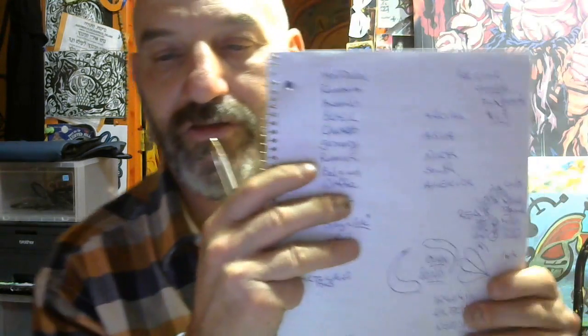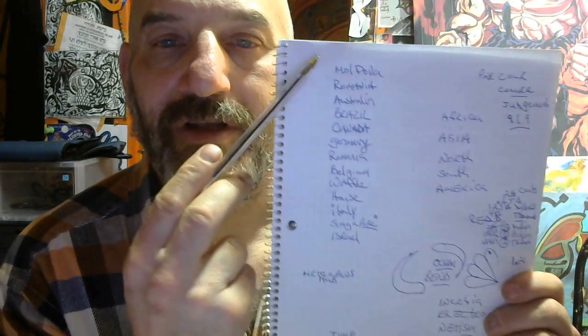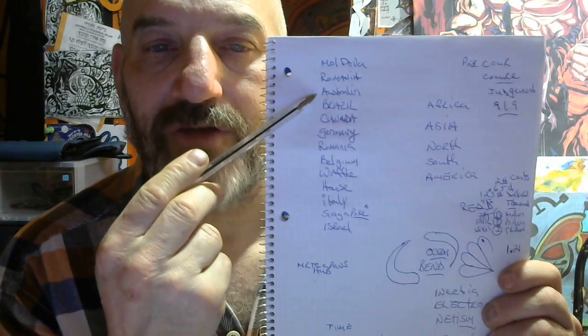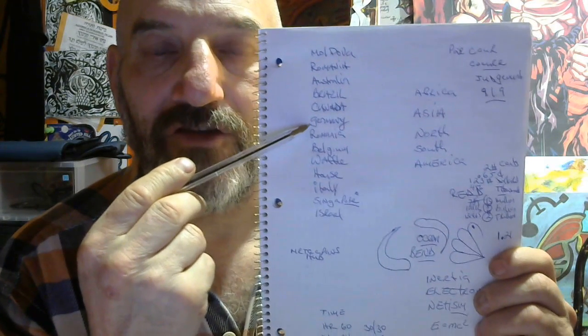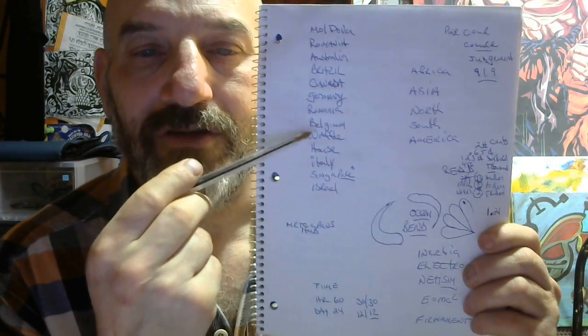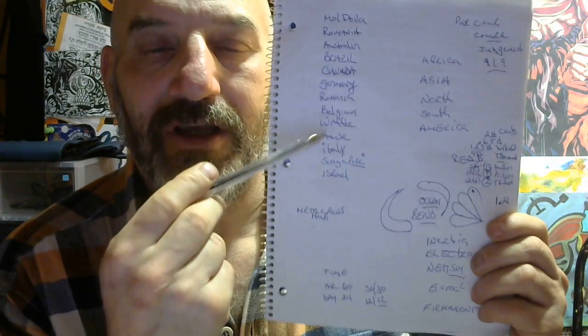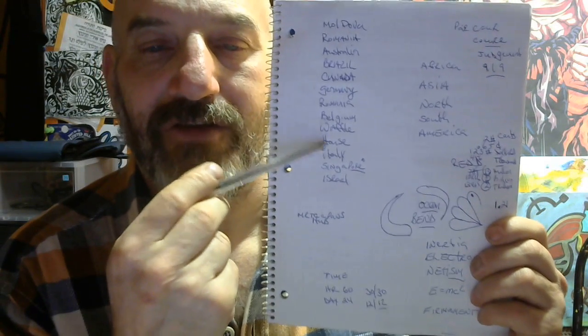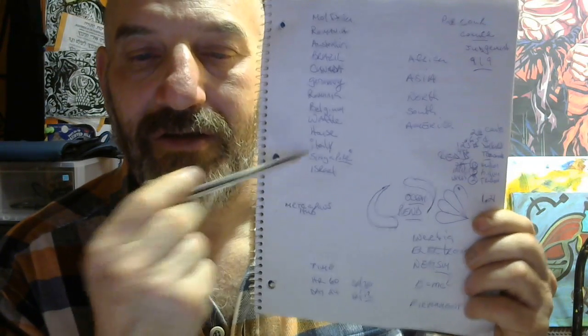To end it, just in case somebody makes it out here: Moldova, Romania, Australia, Brazil, Canada, Germany, Romania, Belgium. Belgium waffles, something I have to work on. Italy, I have to work on salad dressing names, right?